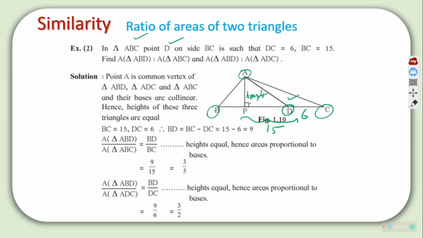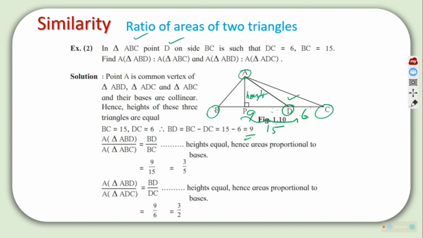So when we think about ABD and ADC, common vertex is there, common height is there. Now BC is given as 15, DC is given as 6, and BD is to be found. If you subtract 6 from 15, you will get 9. 9 is the length of BD.